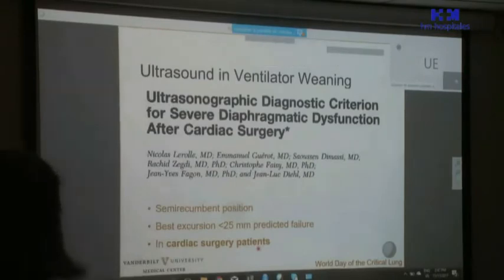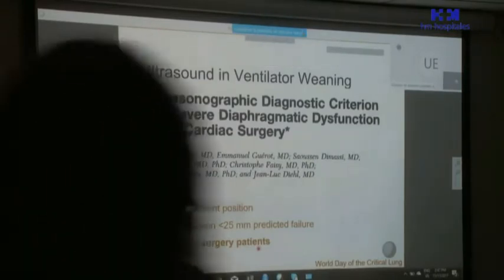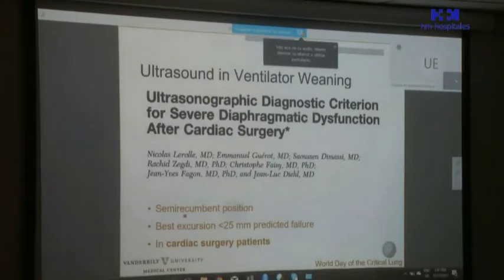And if you read the paper, there was a strong interest in recognizing phrenic nerve injury. So they were actually looking for best excursion. If it was less than 25 millimeters, this predicted failure of weaning from the mechanical ventilator. But for example, we wouldn't want to apply this technique on somebody who has chronic respiratory disease, and hence that's why they're struggling weaning from the ventilator. However, in a group of cardiac surgery patients or possibly perioperative patients, this may be a more appropriate technique. So if you see this, this is where this comes from.